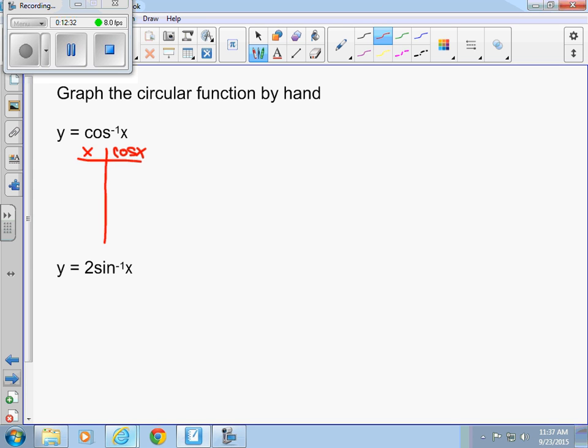So I'm just going to think about what would be some values on the cosine graph from 0 to pi. I can do as many as I want, right? 0. What's cosine of 0? 1. Let's do pi over 4 first, but yes. I could do pi over 2.